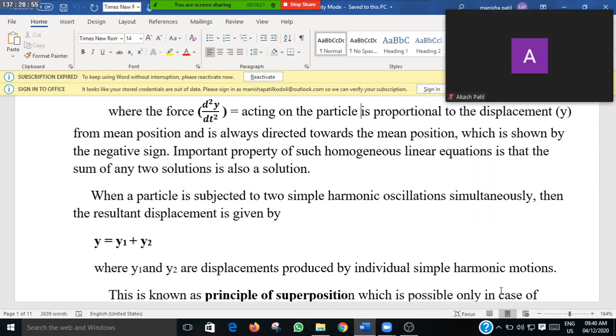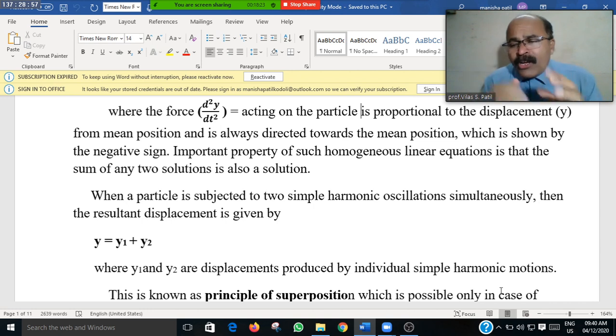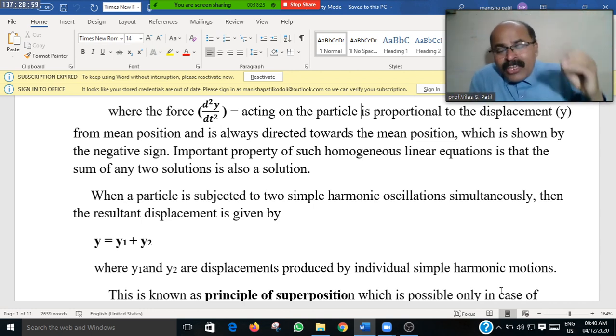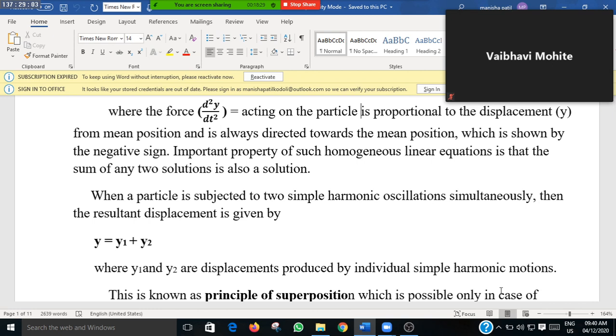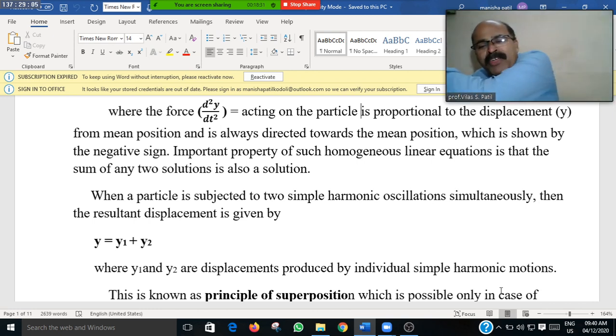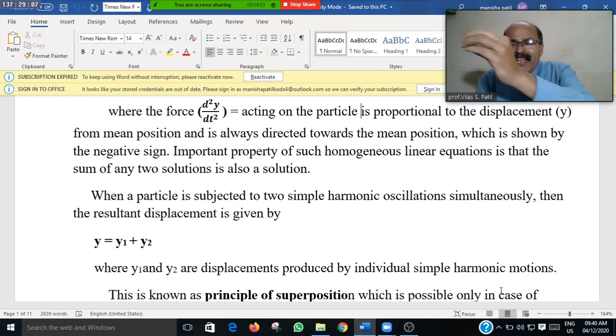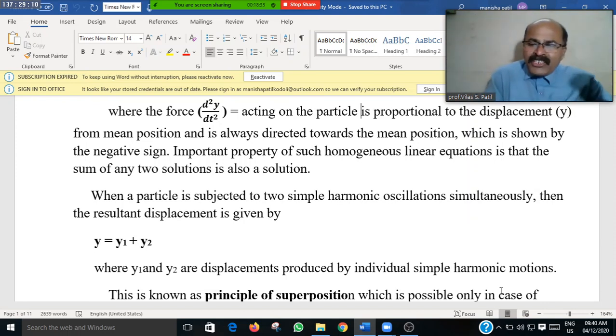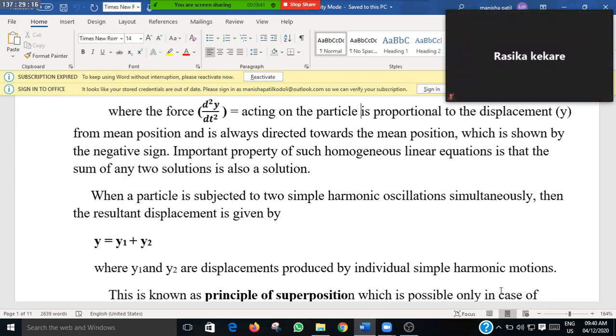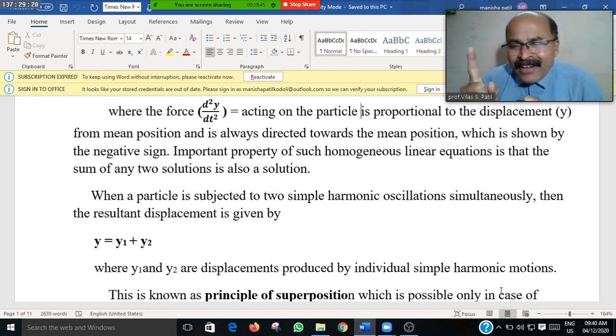Why will it always be directed toward the mean position? Because if we release the body, then the body will come toward the mean position, be displaced from the mean position to the other end, again come to the mean position, and again be displaced to the other end, and such simple harmonic oscillations take place by the body. But we know that all the oscillations will be damped.